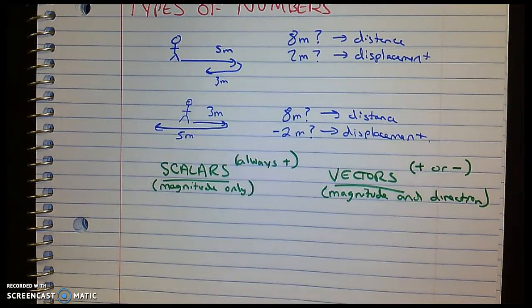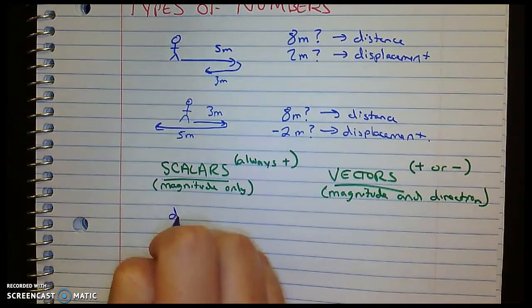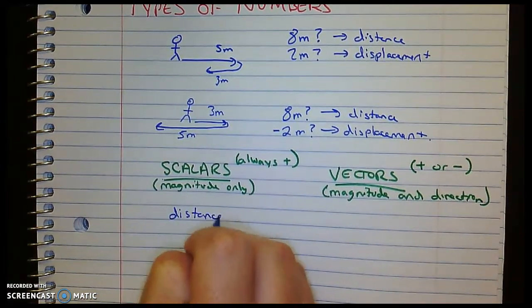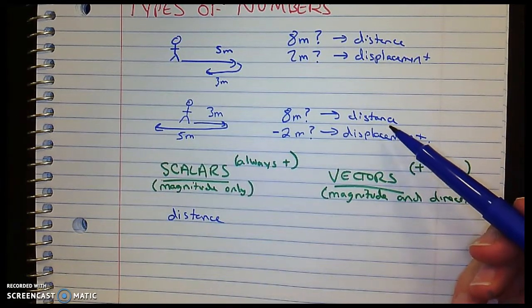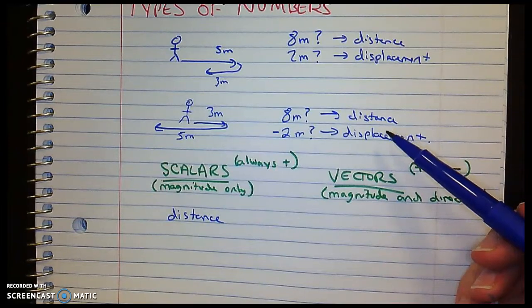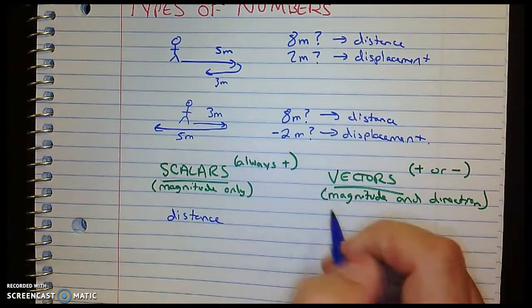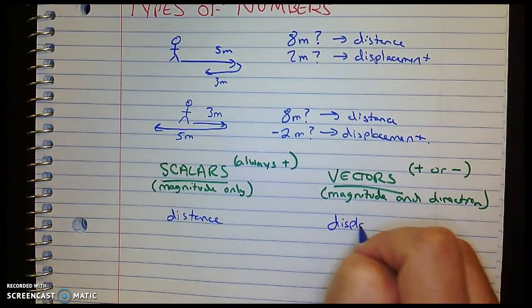All right. So of the things that we've written down here, distance is an example of a scalar, because distance, in both these cases, it didn't tell you which way he went. It didn't tell you whether he went in the forward or the backward direction. It just told you how many steps did he take, or how many meters did he walk. So distance is a scalar, whereas displacement is going to be a vector.